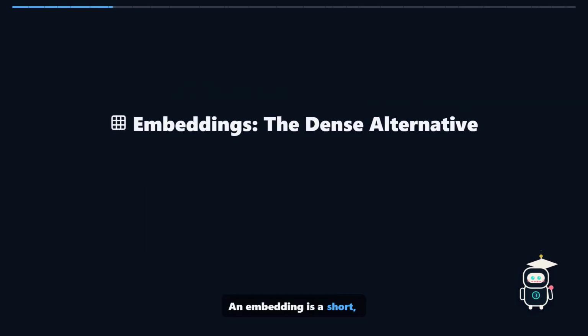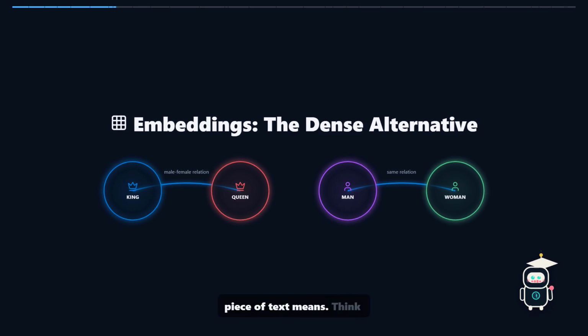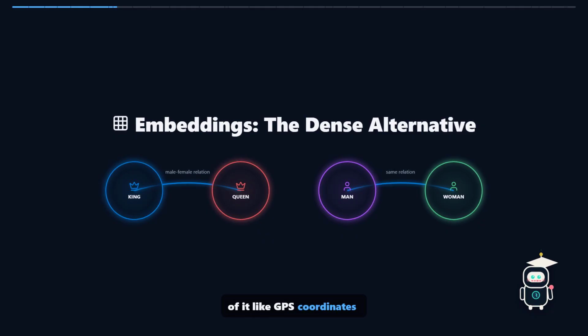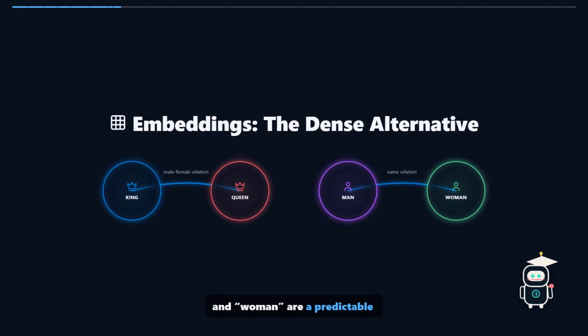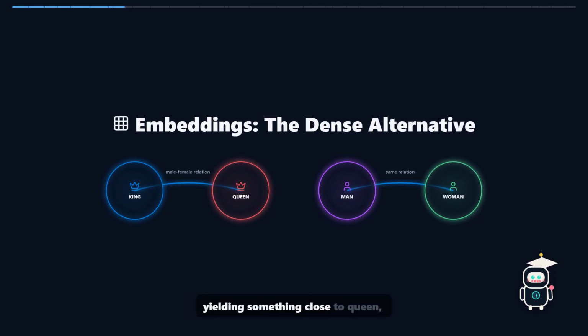An embedding is a short, dense list of floating point numbers, typically a few hundred, that captures what a piece of text means. Think of it like GPS coordinates for meaning. In this vector space, king and queen cluster near each other, and man and woman are a predictable vector away. The model often learns to approximate relationships like king minus man plus woman, yielding something close to queen, though the result isn't perfect. Nobody told the model to do that.